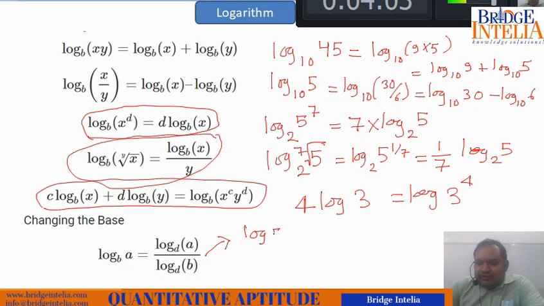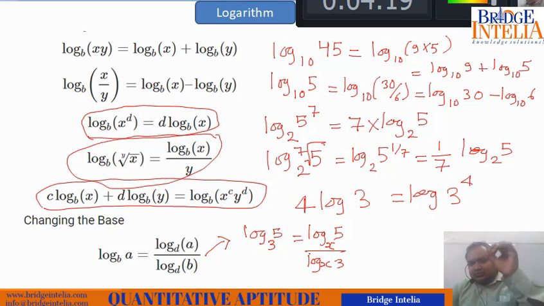Log 5 to the base 3 can be written as log 5 by log 3. Now some of you would ask what the base of these two numbers is. It can be any number. If you keep the same base for both, this ratio holds.